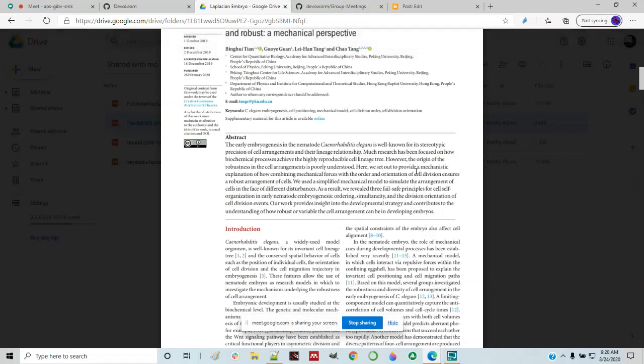However, the origin of the robustness in the cell arrangements is poorly understood. Here we set out to provide a mechanistic explanation of how combining mechanical forces with the order and orientation of cell division ensures a robust arrangement of cells. So they use a simplified mechanical model. They simulate the arrangement of these cells. They introduce different disturbances.